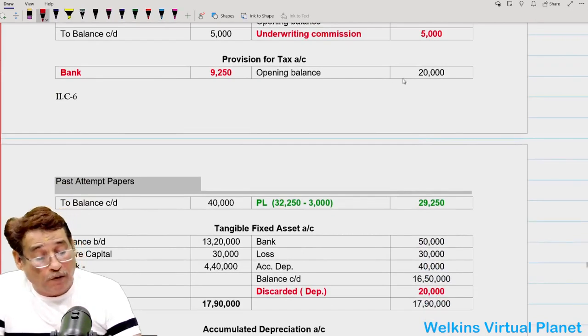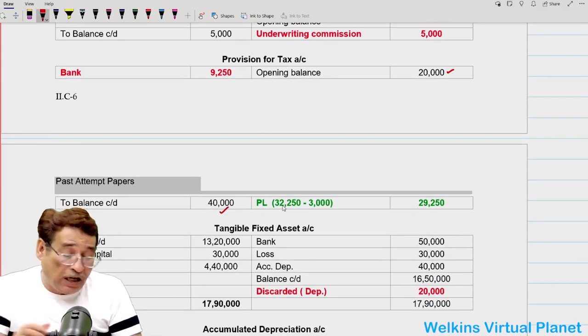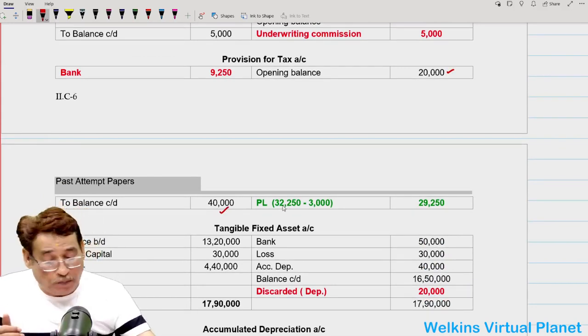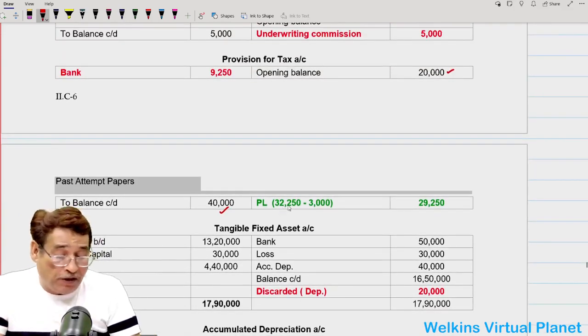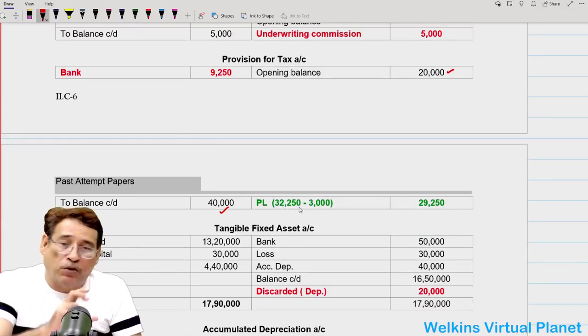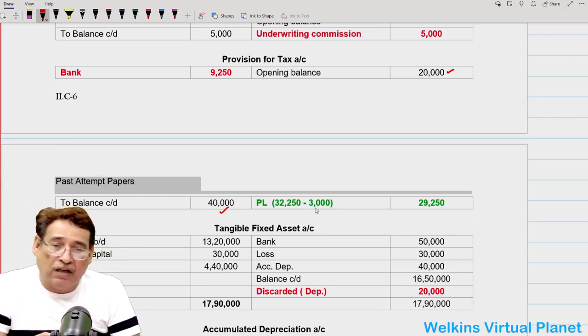Provision for tax opening balance is 20,000, closing balance is 40. Question has given that amount provided. Amount provided means how much provision you are making during the year. So provision made during the year is 32,250, but question says that it includes 15% capital gains tax. We will see that capital gains tax is 3,000. So amount provided for income tax is 29,250.